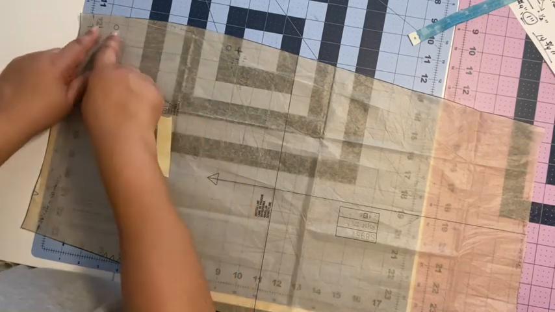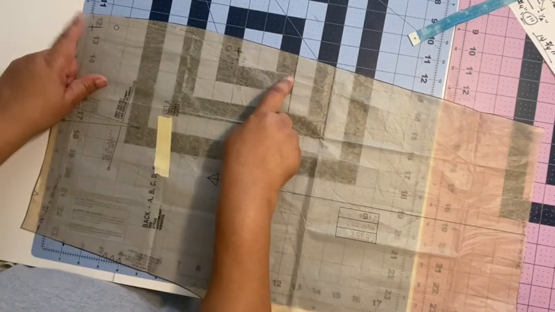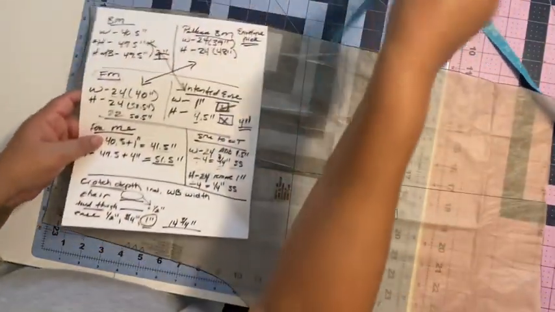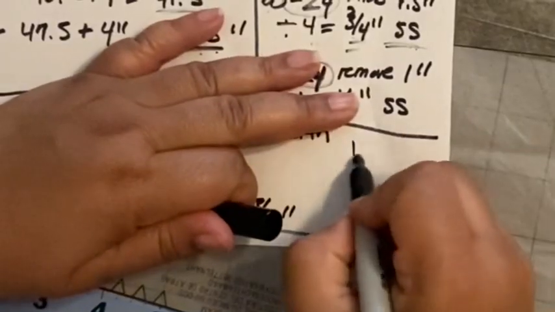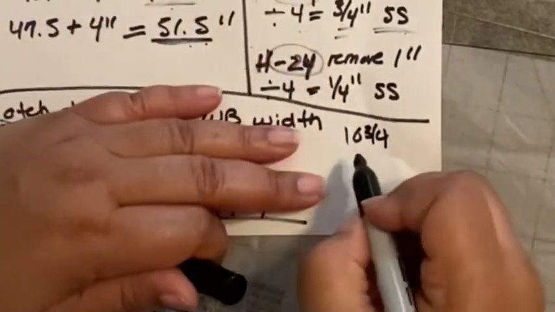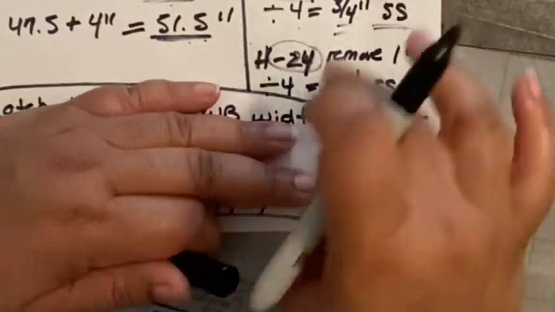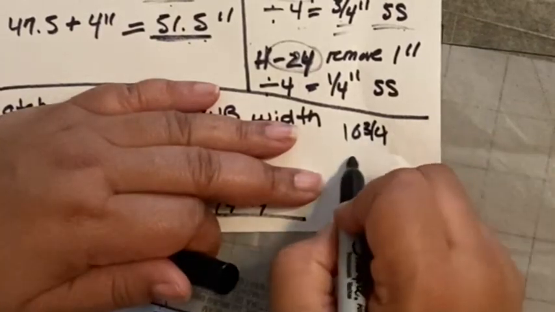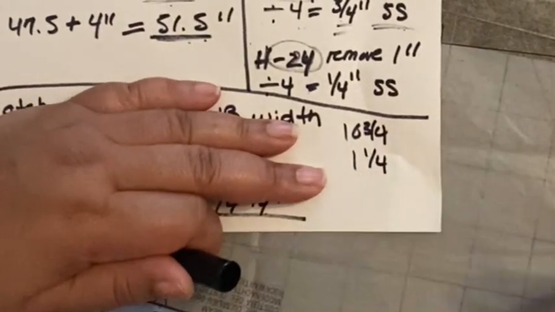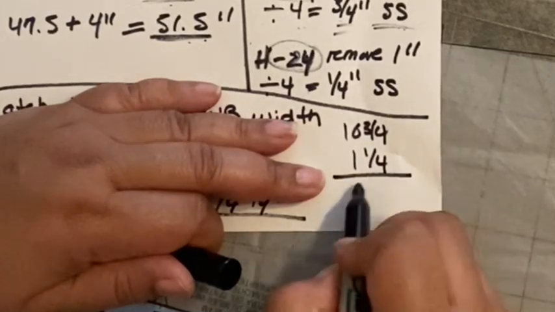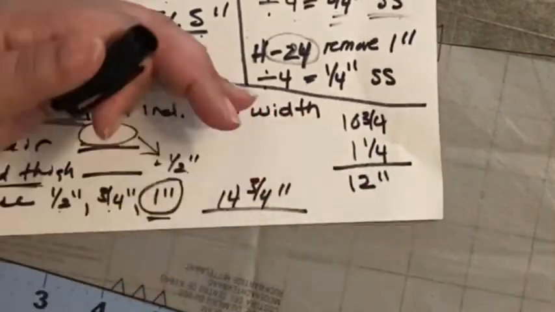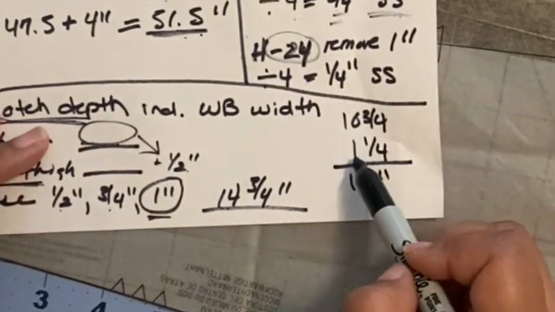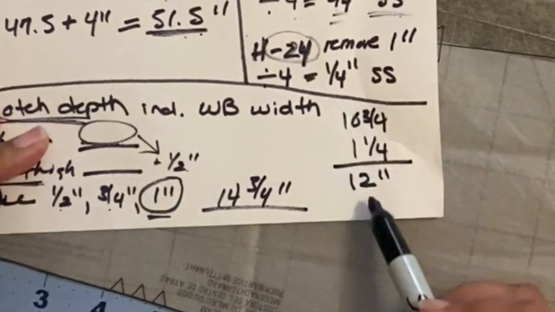Now remember, that's just this. It doesn't include your waistband, so you have to add the waistband. You have to take the measurement of the waistband using your stitching line, not the whole pattern piece. The waistband is 1 1/4. So 3/4 and 1/4, that's 1. So 10, 11, 12. That's how I got the 12 inches.